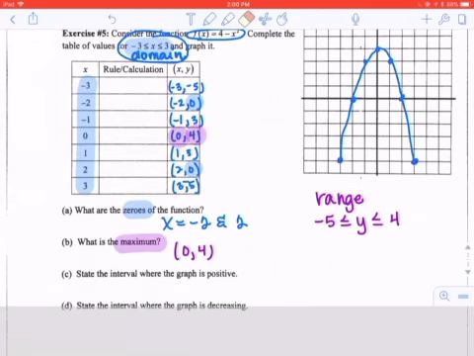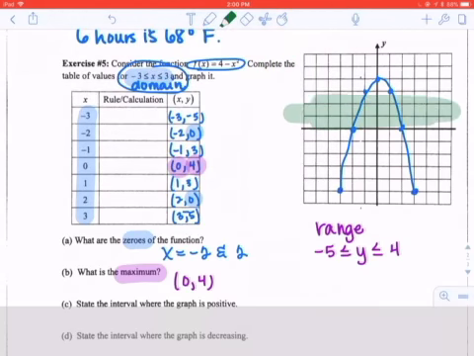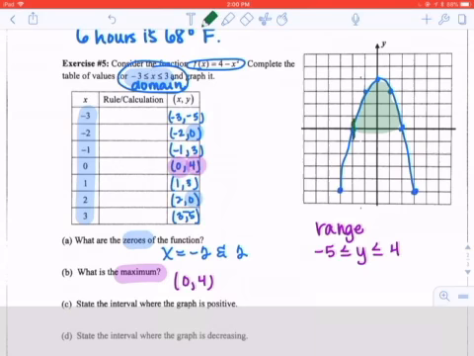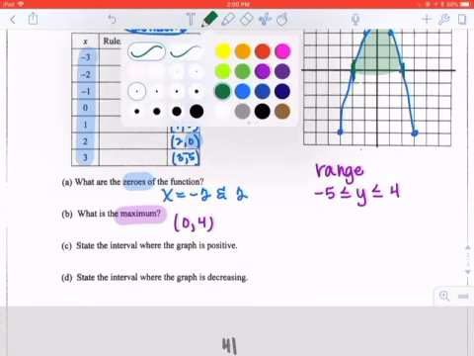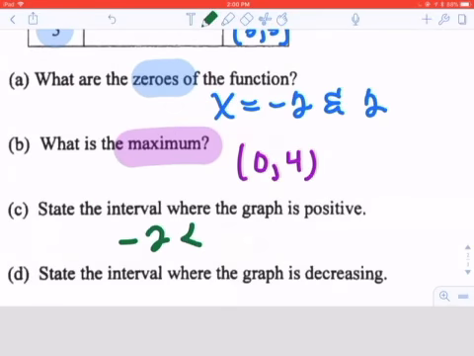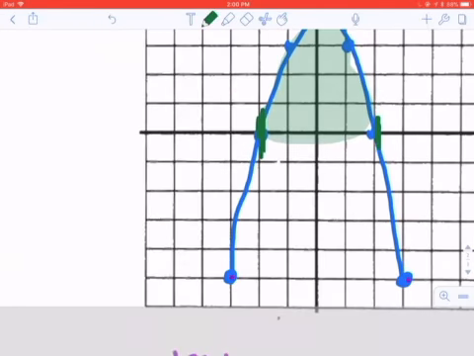Okay, state an interval where it's positive. Okay, we are positive when we are above the x-axis. So where is our graph above the x-axis? When does that happen? Here, it goes above at -2, and it heads below at +2. So our graph is positive from when x is -2 to +2. Not including those numbers, because when x is -2, y is 0, not positive. And when x is +2, y is 0, not positive.